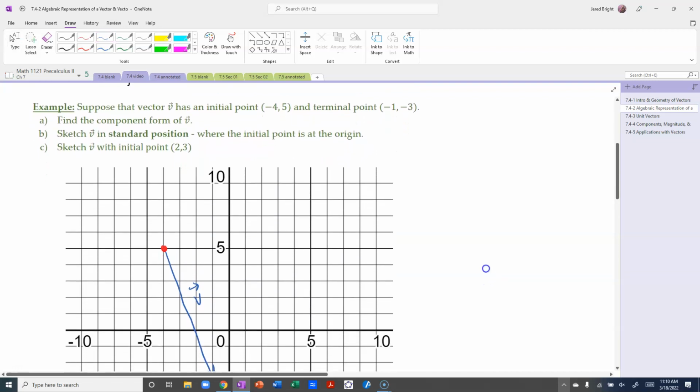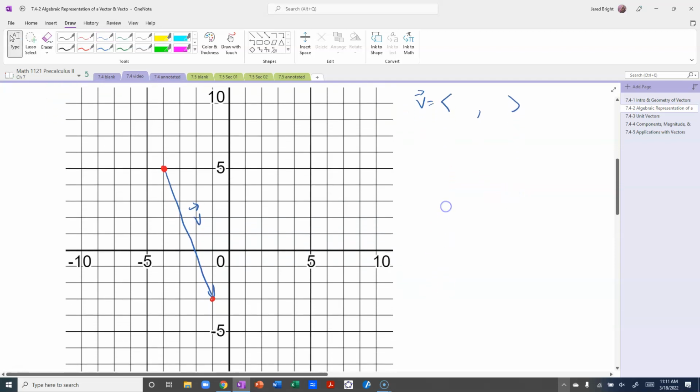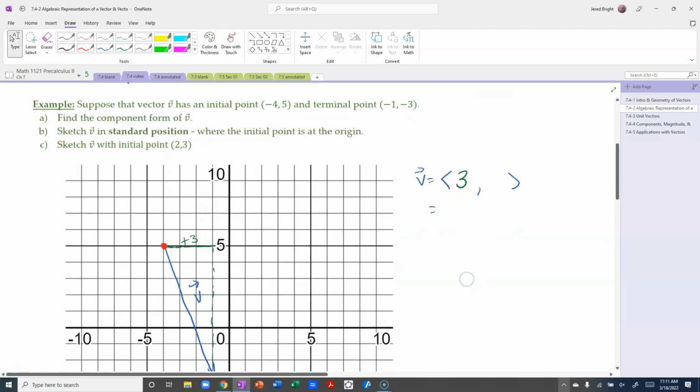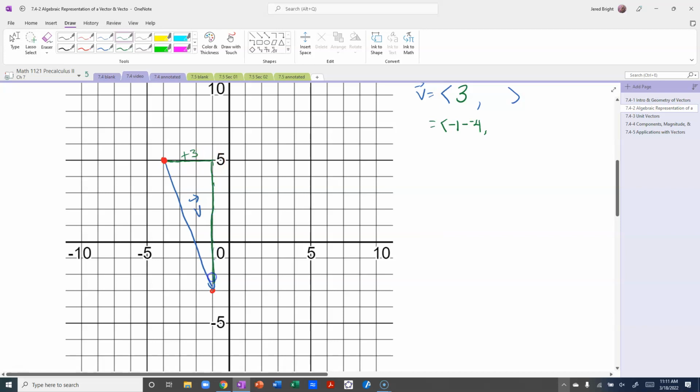It says find the component form. So let's do that. For vector v, I need to figure out the total horizontal motion versus vertical. I see horizontally I move to the right first, and then I move down. I moved 3 units to the right, so my change there would be 3. I could do this algebraically as well, as negative 1 minus negative 4. And vertically, I would move down 1, 2, 3, 4, 5, 6, 7, 8 units.